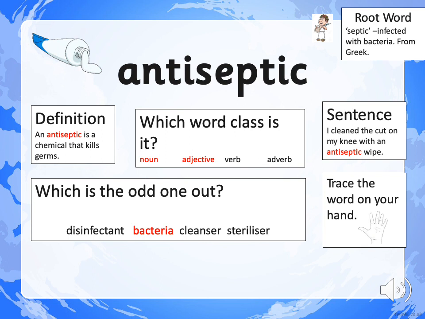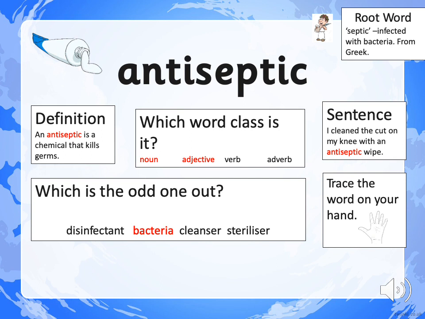So my definition, an antiseptic is a chemical that kills germs. So it's against germs. It can be used as a noun or an adjective. It depends how you use it in the sentence. In the definition, it's used as a noun. An antiseptic, I've put an article in front of it, makes it a noun. But in my sentence, I'm using it as an adjective. I cleaned the cut on my knee with an antiseptic wipe. Yes, it's describing the wipe as being antiseptic. So in that sentence, I'm using it as an adjective.